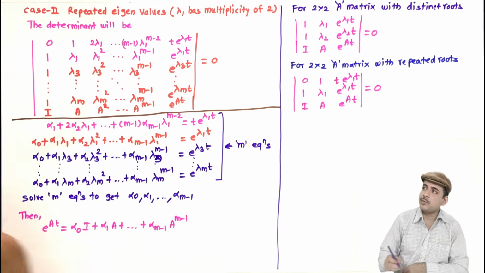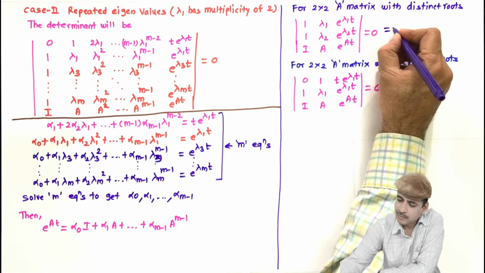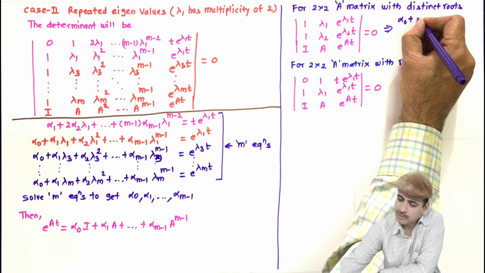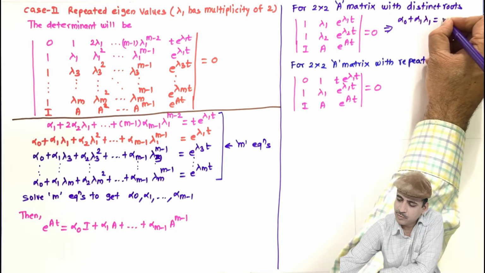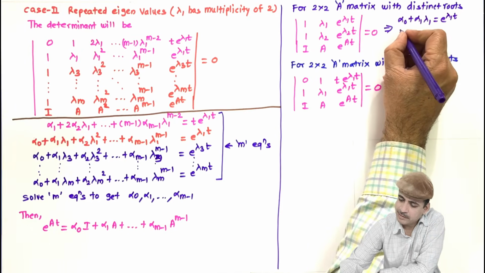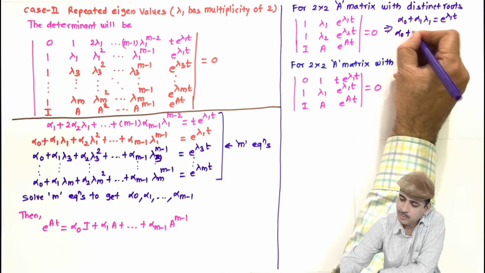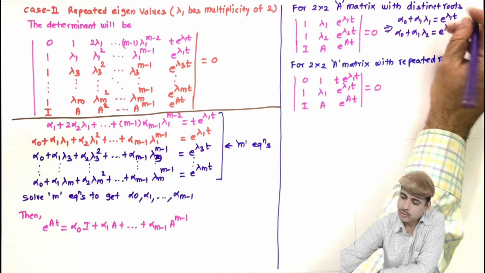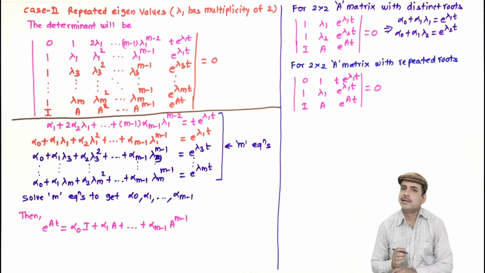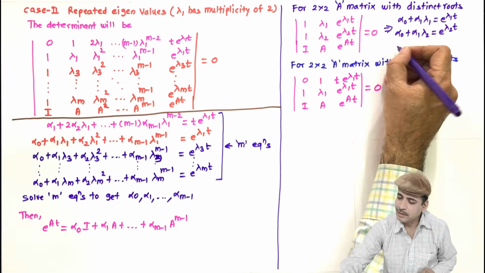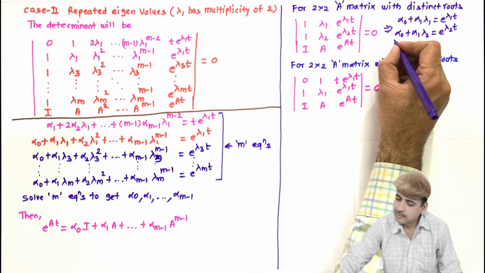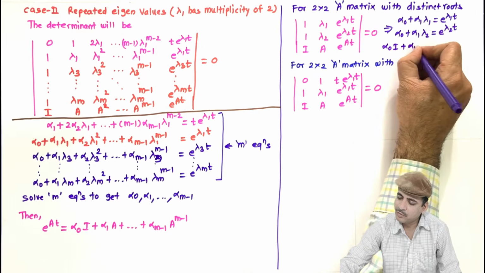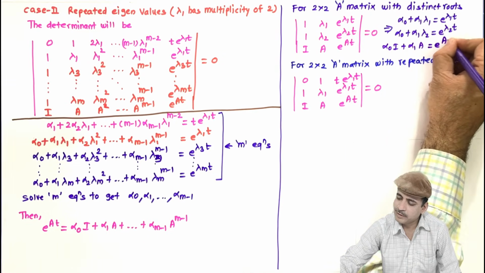And what are the equations formed from this? Here the equations are alpha 0 plus alpha 1 lambda 1 is equal to e raised to lambda 1 t, and second one is alpha 0 plus alpha 1 lambda 2 is equal to e raised to lambda 2 t. Solve the two equations, get alpha 0 alpha 1 and put it in the last one. Last one is what? Alpha 0 I plus alpha 1 A is equal to e raised to at.